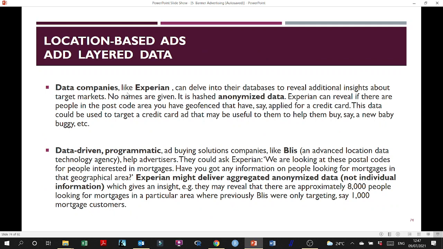Data companies, for example. We have a data company called Experian. Experian is one of the data management platform kind of companies. It is British. It's a UK based company.